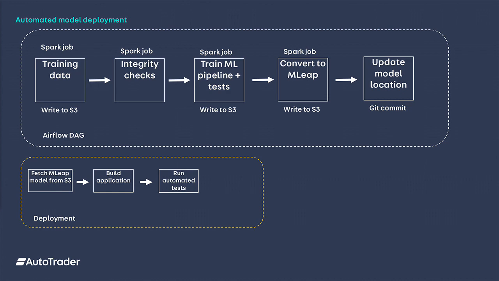It's just a microservice, and in AutoTrader, we're moving to containerized deployments. So we've got to build the container. So the first thing we have to do is go to S3 and fetch that MLeap model, then build the app and run some tests. And that works just as it does any other web service in our organization. There's nothing special about it just because it's a machine learning prediction model.